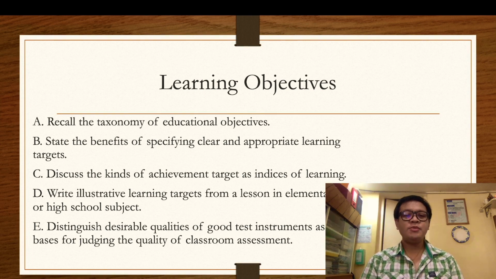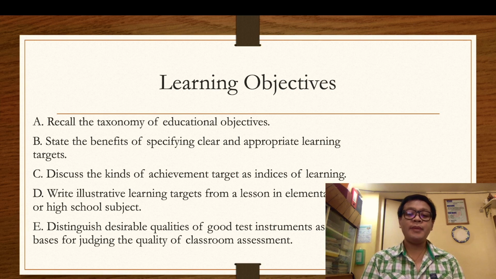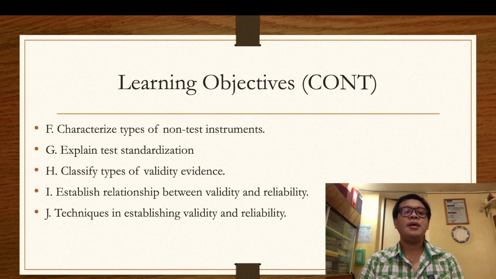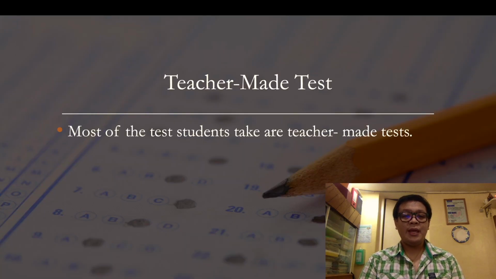I would like to introduce the learning objectives for the report. At first, recall the taxonomy of educational objectives, state the benefits of specifying clear and appropriate learning, discuss the kinds of achievement target as indices of learning, write illustrative learning targets from a lesson in elementary or high school subject as an example, distinguish desirable qualities of good test instrument as basis for judging the quality of classroom assessment, characterize types of non-test instruments, explain test standardization, classify types of validity evidence, establish relationship between validity and reliability, and techniques in establishing validity and reliability.